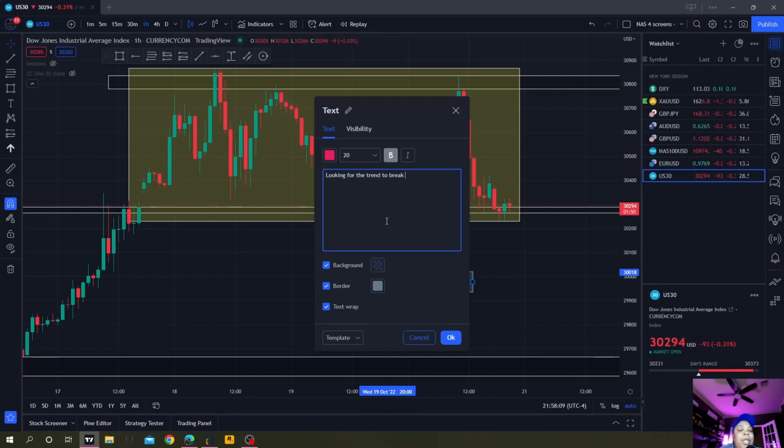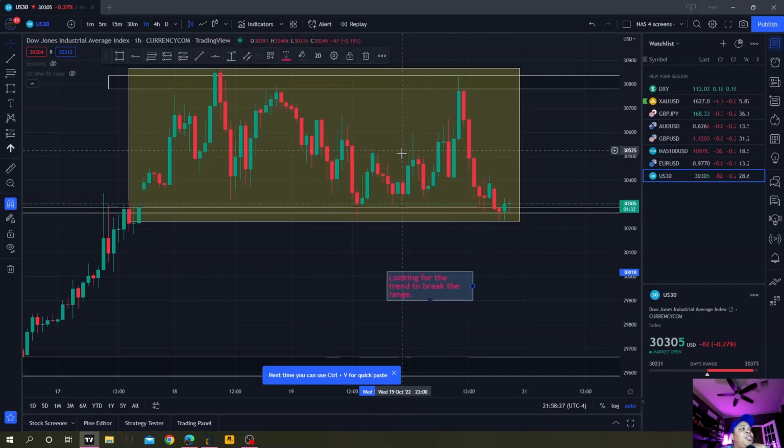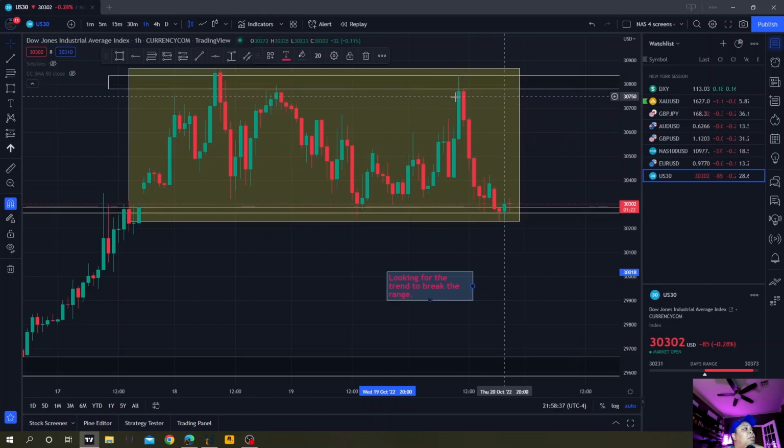Okay, I'm looking for the trend to break the range. It could possibly be on the upside or the downside, but we're going to wait for that range to break. For those that trade ranges, it's at the bottom. It's at that support for the current range, so you could ride it up to the resistance there.